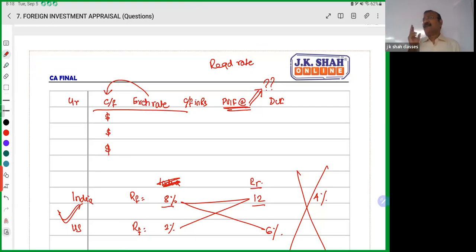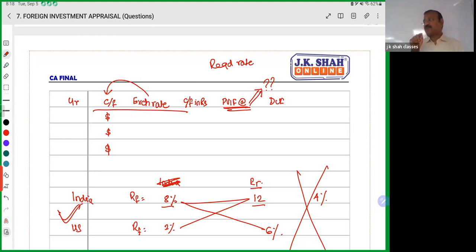See, if I'm an India based person and I'm considering setting up a project in the US, then I can evaluate the project in two different ways. One, I can evaluate it in dollars itself, right? What will be the cash flow in dollars? Discount it using the rate applicable for dollars and find the NPV. Or I can also do another thing. Convert those dollar cash flows into rupee cash flows, discount them at the rate applicable for India and find the NPV.